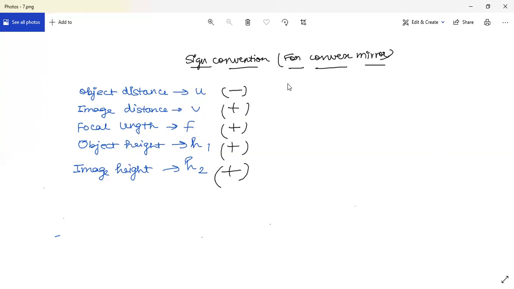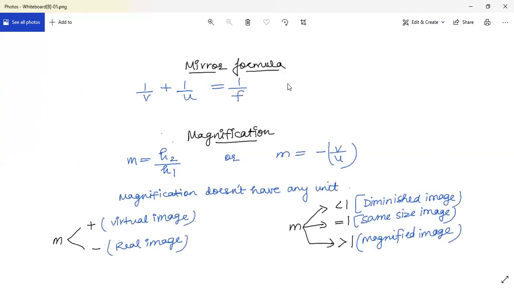Fine. Now, mirror formula. So what does mirror formula actually say? It just says the relationship between your image distance, object distance, and focal length. So that mirror formula is given by 1/v + 1/u = 1/f. Very easy. So you use this in numericals, but with sign convention, you should never forget the sign convention. Otherwise, your whole problem will go wrong. So now let's go to magnification.